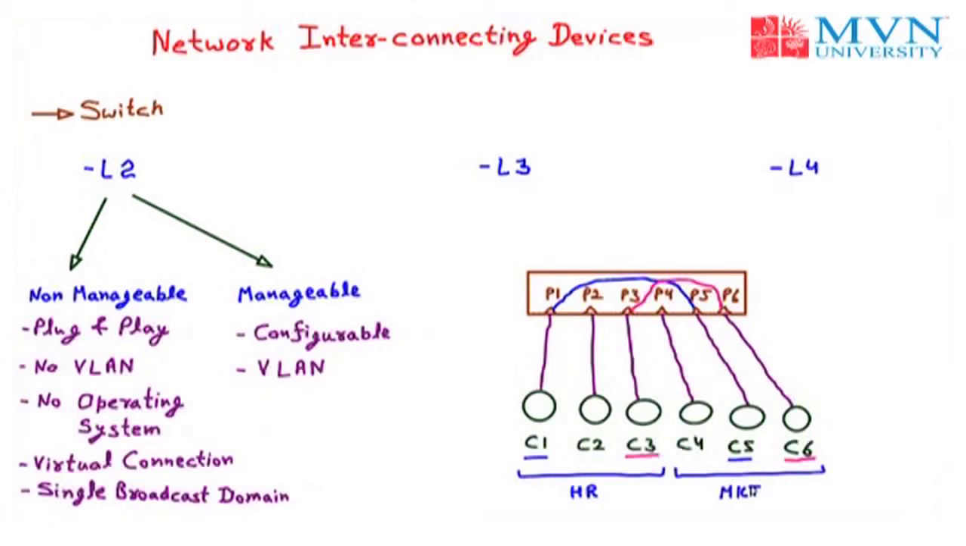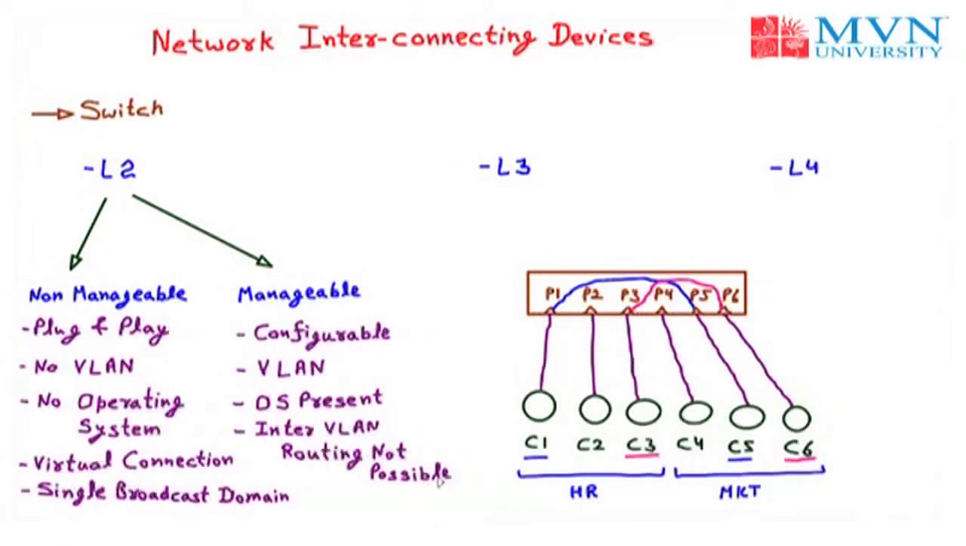P1, P2 up to P6 combine to make a LAN, and C1 to C3 is HR, and C4 to C6 is marketing. So that means virtual LANs are possible in manageable switches. An operating system is also present in the manageable switch. But the problem with the manageable switch is that inter-VLAN routing is not possible. We have 2 VLANs of HR and marketing, but both VLANs can't communicate with each other. So inter-VLAN routing is not possible.